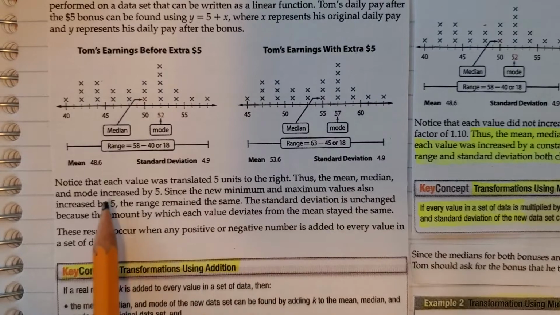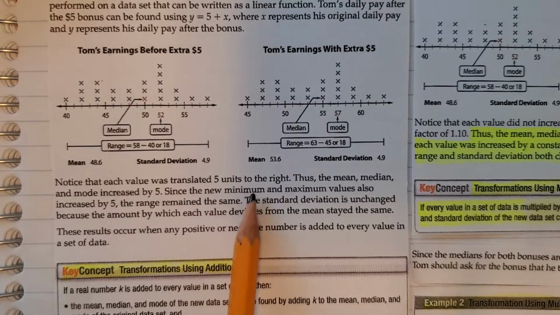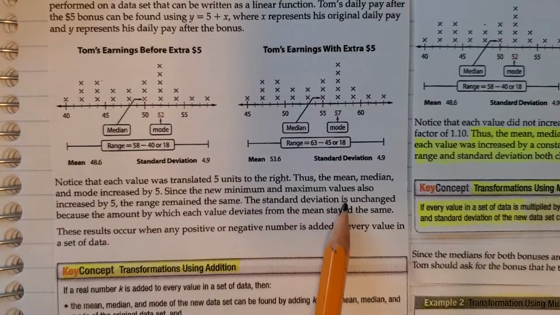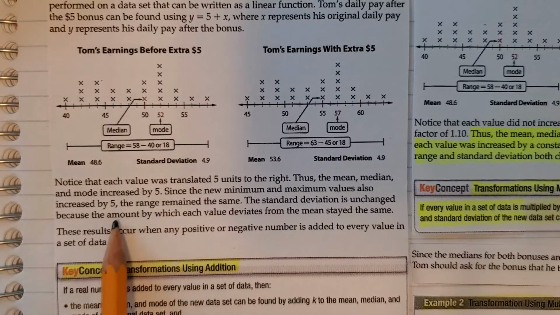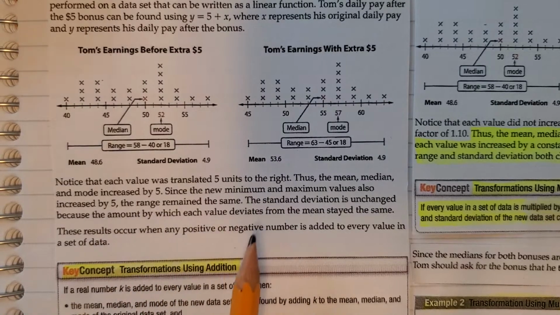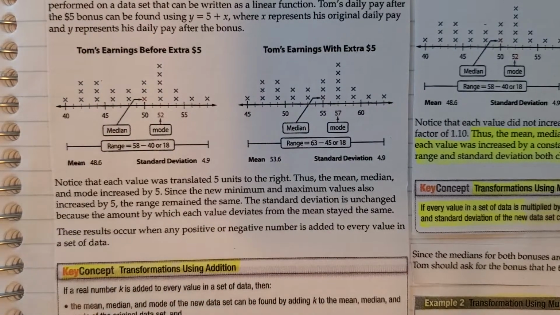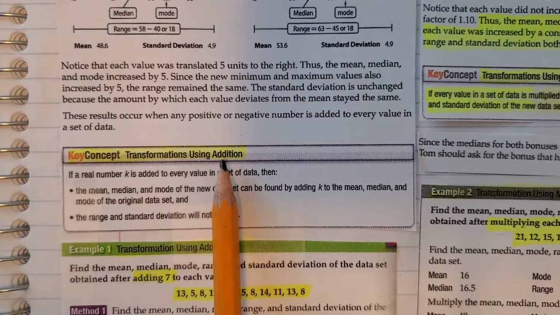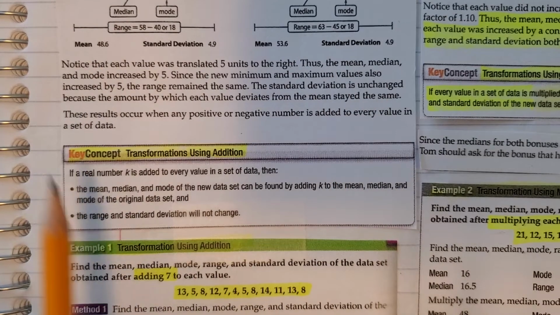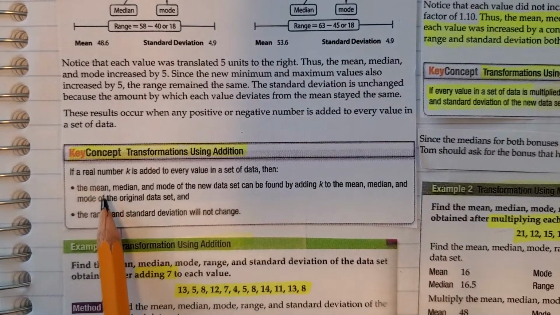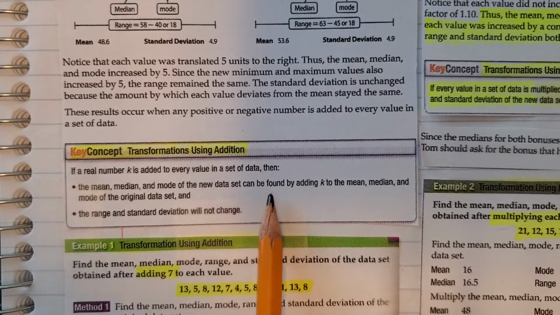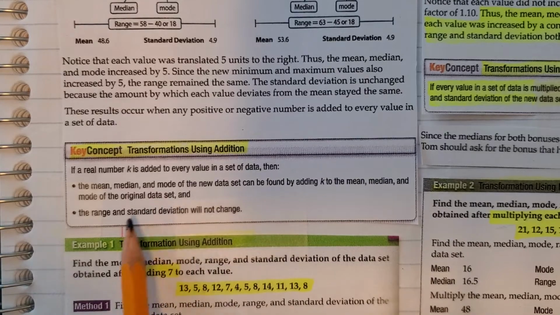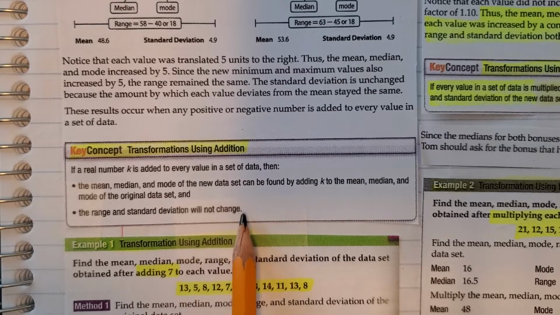Thus, the mean, median, and mode increase by 5. Since the new minimum and maximum values also increase by 5, the range remains the same. The standard deviation is also unchanged because the amount by which each value deviates from the mean stays the same. So in transformations on addition, when you're dealing with data sets, in conclusion, the mean, median, and mode of the data sets can be found by adding the k value to each of the mean, median, and mode, and the range and standard deviation will not change.